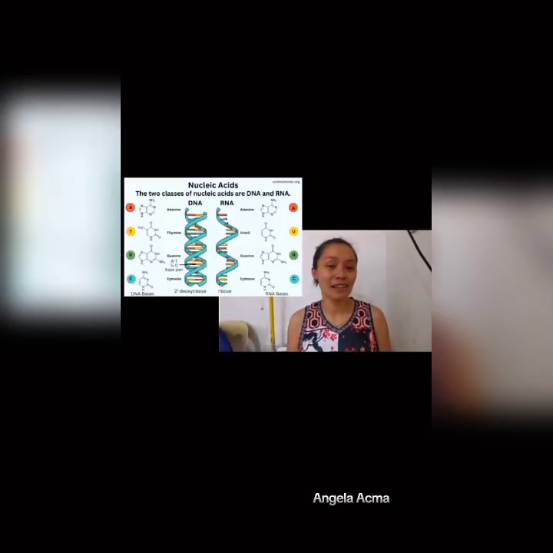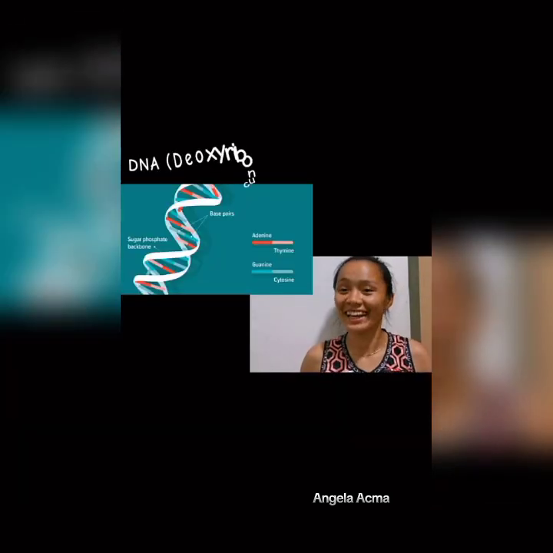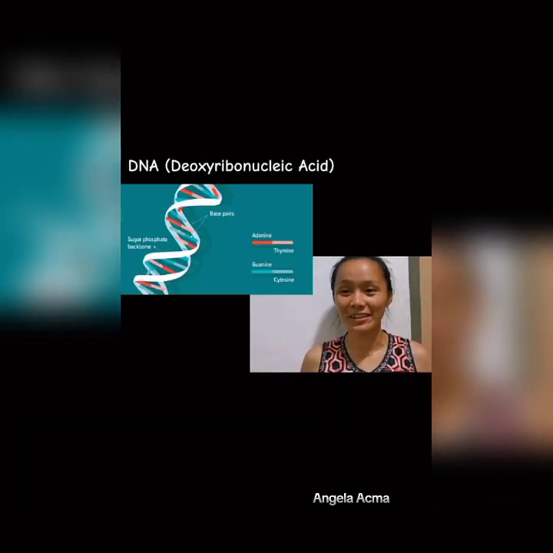Nucleic acids are vital biomolecules that store and transmit genetic information. They are composed of long chains of nucleotides, which consist of a sugar, a phosphate group, and a nitrogenous base. The two primary types of nucleic acids are DNA, or deoxyribonucleic acid, and RNA, or ribonucleic acid. DNA, or deoxyribonucleic acid, is the molecule that carries the genetic instructions for life.